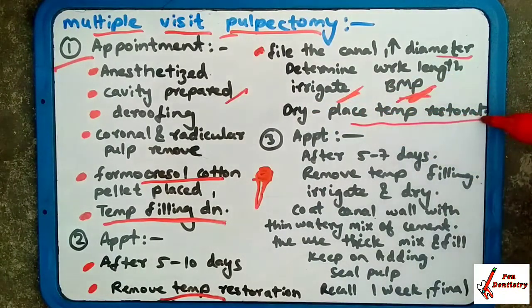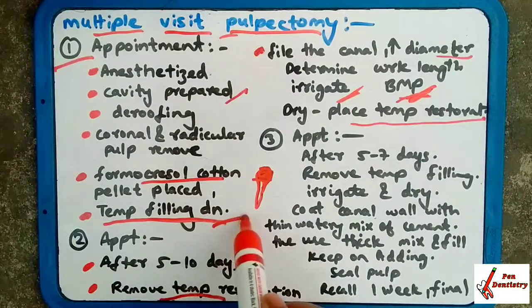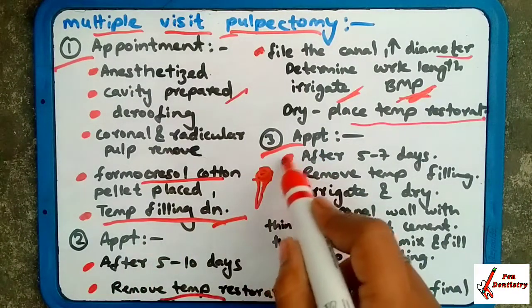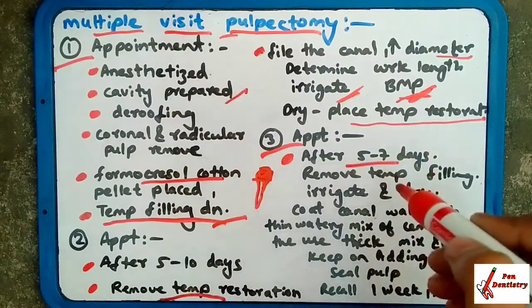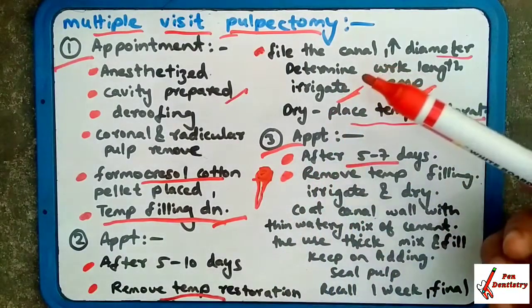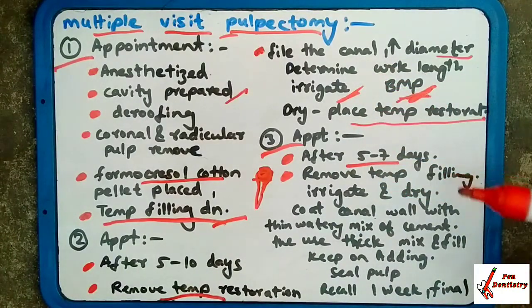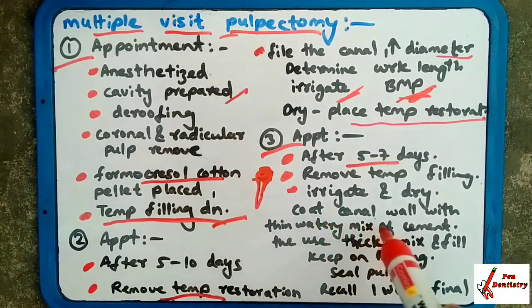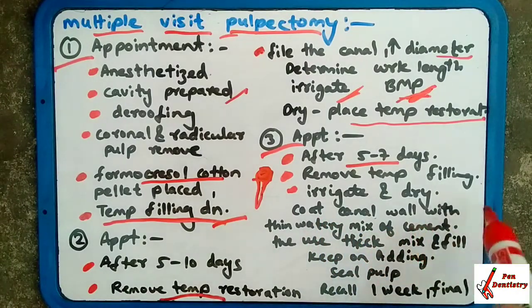After doing BMP, you will dry the canal and place a temporary restoration. Again, in the second visit, you place the temporary restoration as you did in the first one. Then in the third appointment, you will recall the patient after 5 to 7 days. You remove the temporary filling which you placed in the second appointment. You will irrigate and dry the canal.